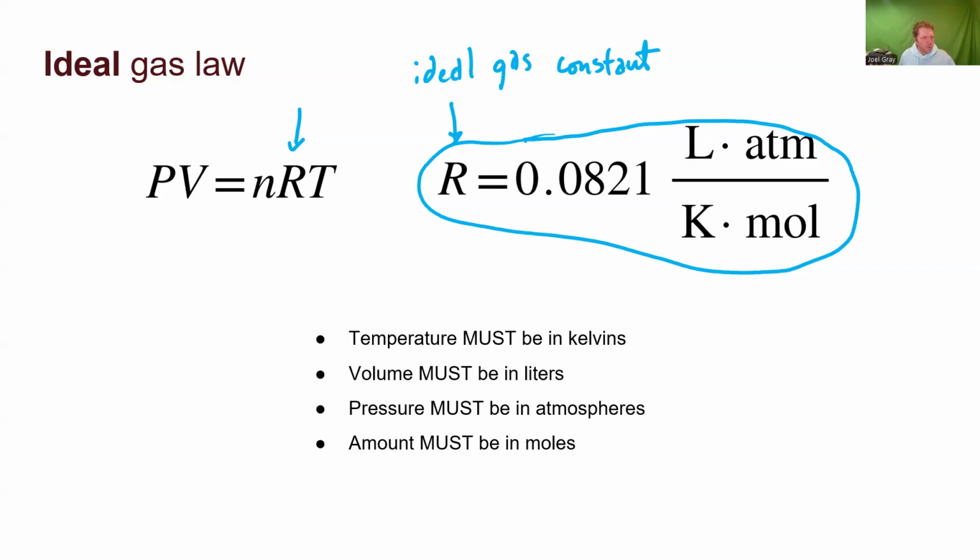Okay. Well, for those of you who are friends of algebra or have no qualms with algebra, I just want to do one thing. I want to take this equation, PV equals nRT, and I want to isolate R. So how would I do that? I divide each side by n and T. Now, I've rearranged this equation to be PV over nT equal to R.